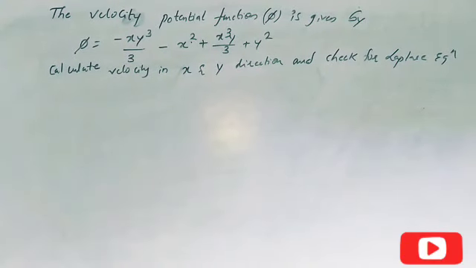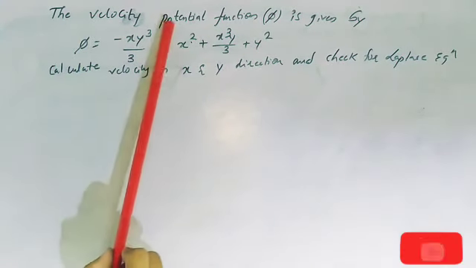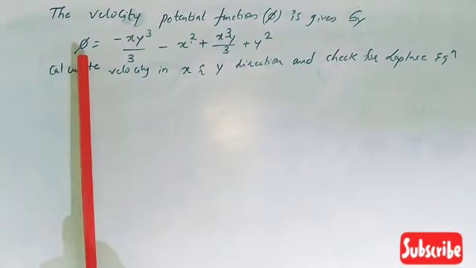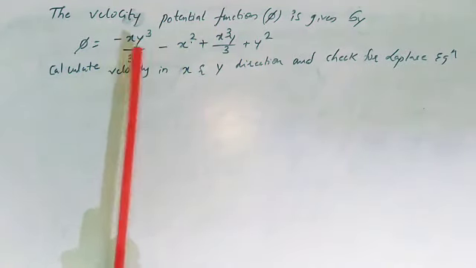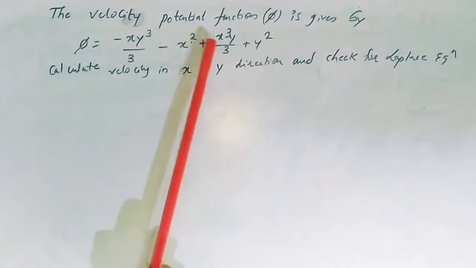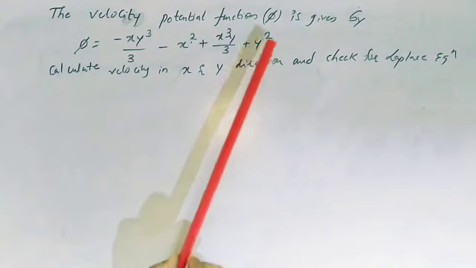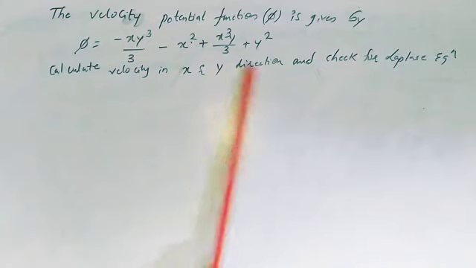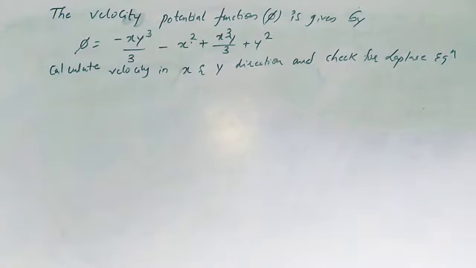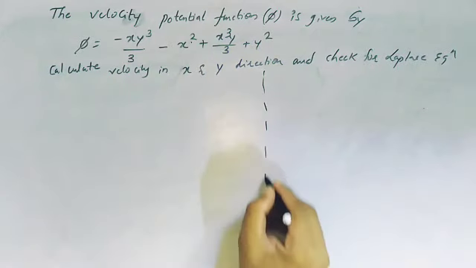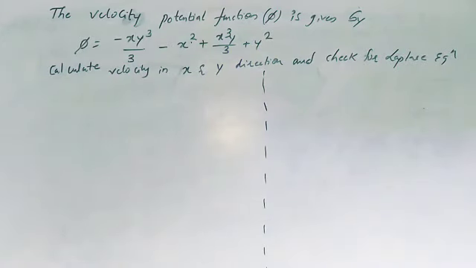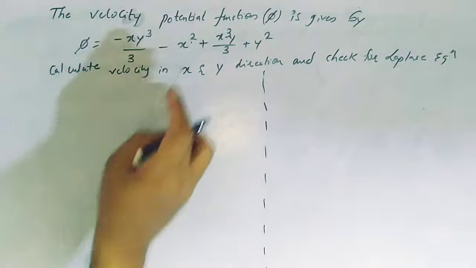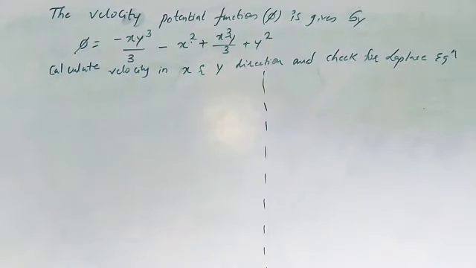Okay, the next numerical is: the velocity potential function phi is given by phi equals minus x y cube by 3 minus x square plus x cube y divided by 3 plus y square. Calculate the velocity in x and y direction and check for Laplace equation. So in this numerical I need to solve both. I need to identify the velocity, that is u and v, in x and y direction. Along with that, I need to check for the Laplace equation.